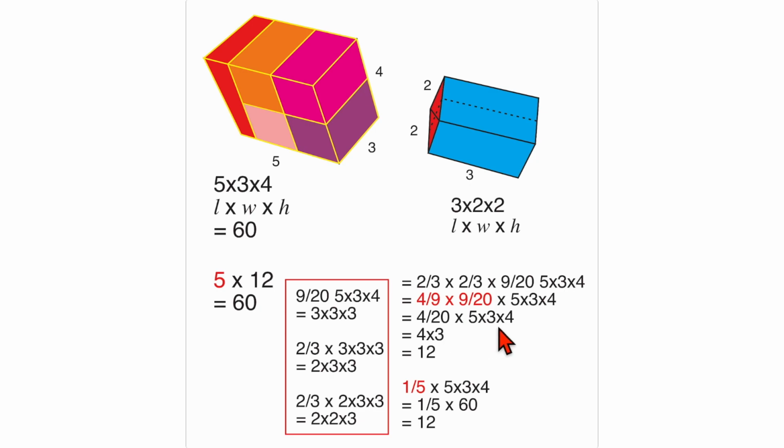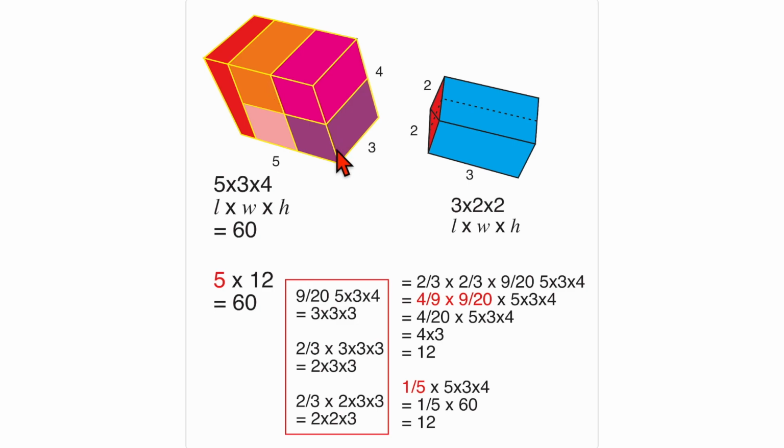4/20 times 5 times 3 times 4. You end up with 4 times 3. So 5 times 4 is 20. That cancels with this 20, and you're left with 4 times 3, which is 12. So 1/5 of that 60 cubic units is equal to 12 cubic units. Because this smaller prism is 1/5 of this larger prism, the multiplicative inverse of 1/5 is 5. So 5 of these smaller prisms will fit into this larger prism.